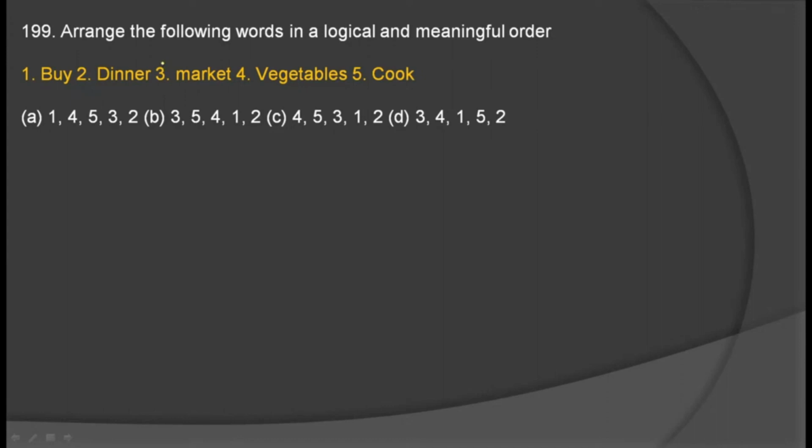First, we go to the market. We see the vegetables, and then we buy them. Then we do cooking, and finally we go for dinner. So that is the proper order, and the respective order starts with 3. The next one, you have to see the vegetables, then you need to buy it, you have to cook it, and finally you go for dinner. That is the proper order as per the given words. It is a logical and meaningful order. The option is 3, 4, 1, 5, 2. That is option D.